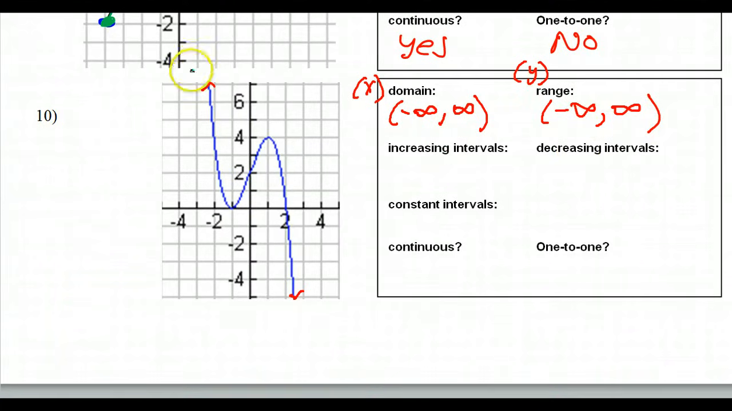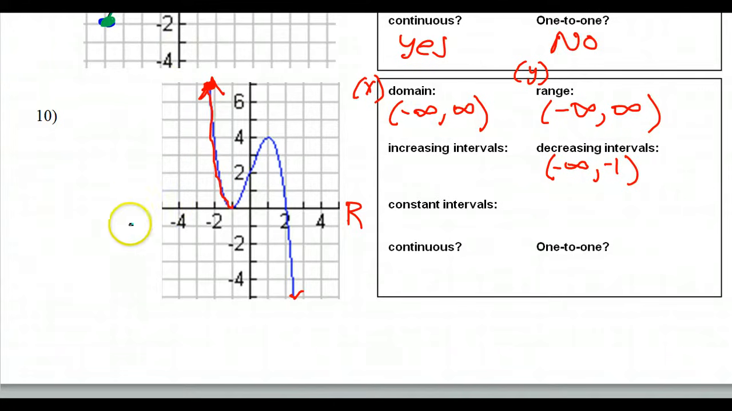Okay, now let's do our increasing and decreasing intervals from left to right. So starting off on the left, okay, starting off from here, I begin my journey like this, down, down, down, down, down. So that was decreasing. So that's decreasing from -infinity to -1.